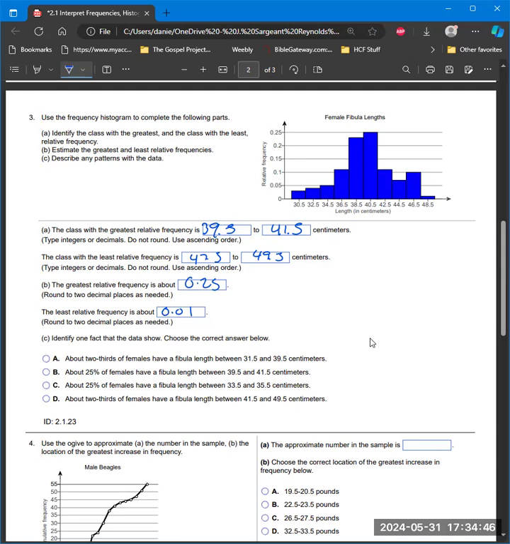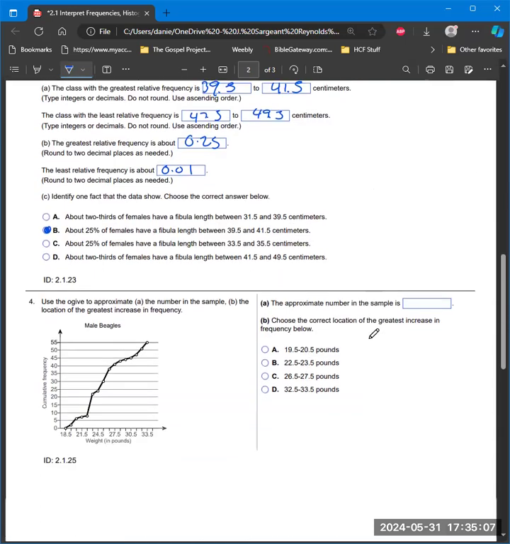Identify one fact that the data show. About 25% of females have fibula lengths between 39.5 and 41.5 centimeters, which we set up here, but that is B that we can gather from that graph.